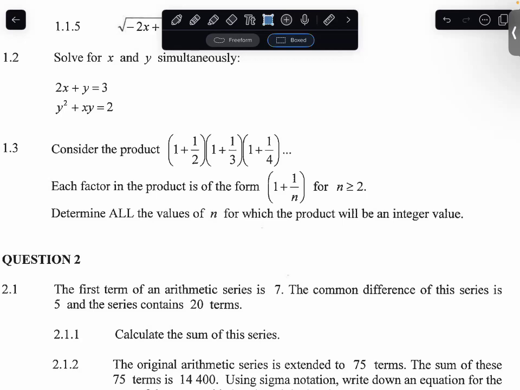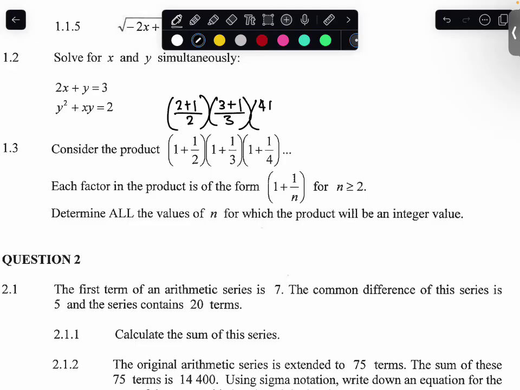All right, the first thing I'm going to do is simplify this and convert all of these to improper fractions. Just add them by finding the LCD in each bracket, right? This is going to give me 2 plus 1 all over 2. This is going to give me 3 plus 1 all over 3. This is going to give me 4 plus 1 all over 4. And I'm going to do the same thing for this, by the way. It's n plus 1 all over n.